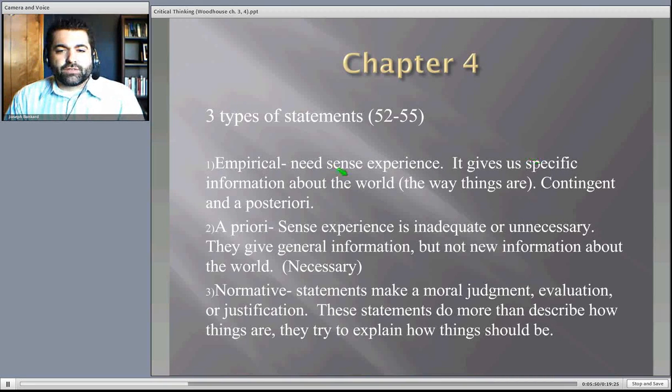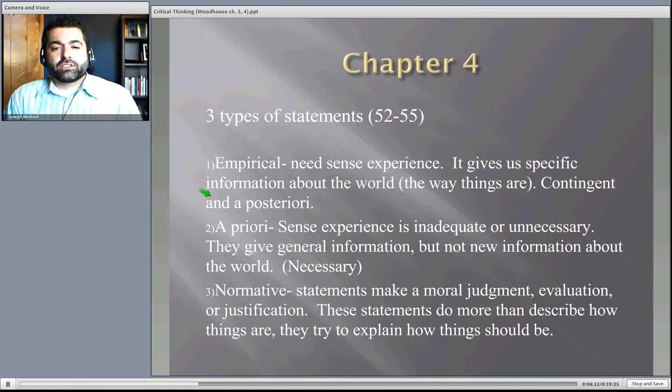This word here is always fun, a posteriori, right? And essentially this just means empirical claims and empirical truth rely on sense experience. We determine their truth as a result of sense experience. That's a posteriori.